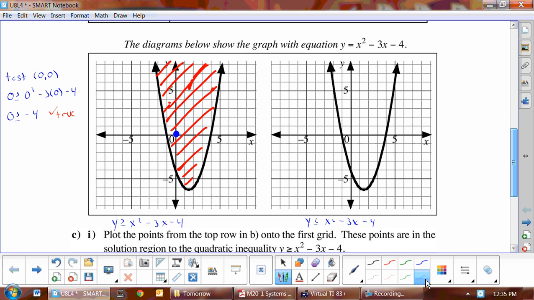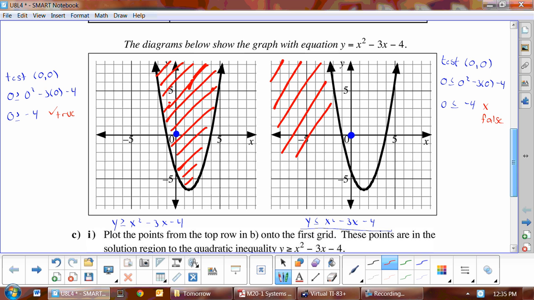For the other one, we can use the same test point. So test 0 and 0. 0 is less than 0 squared minus 3 times 0 minus 4. Because we're working with the same numbers, is 0 less than negative 4? Nope, false. And so because our test point was on the inside, our solution region, because it was false, is going to be the opposite.